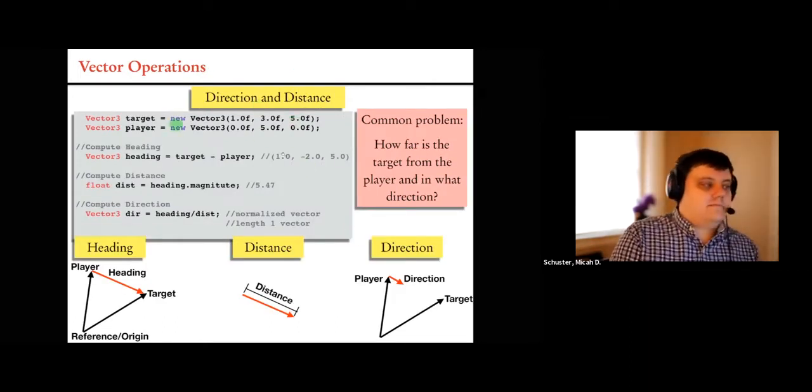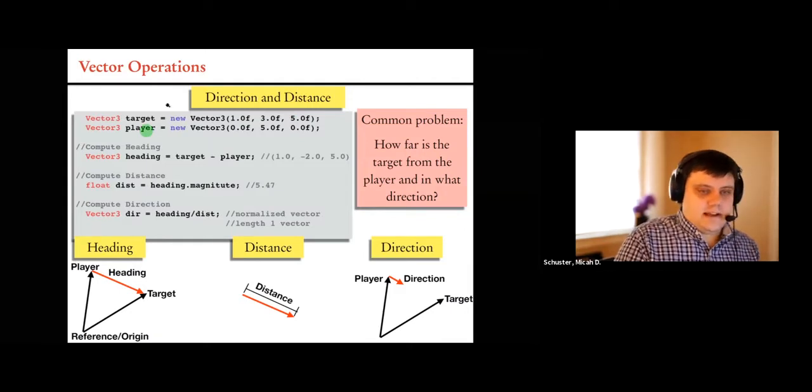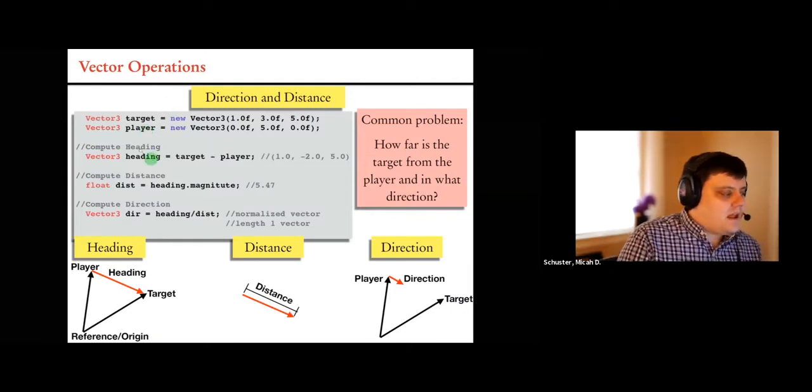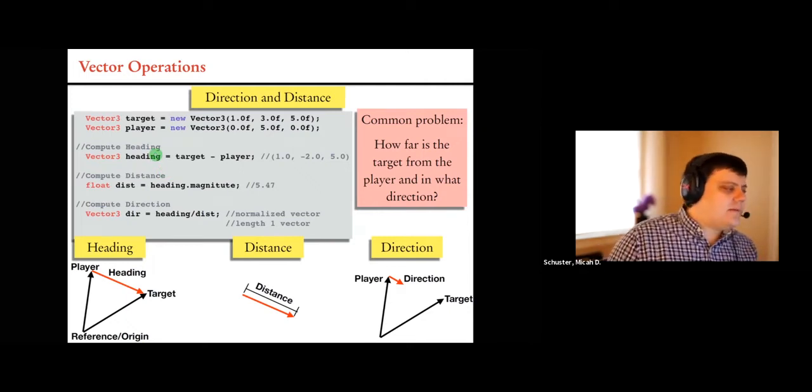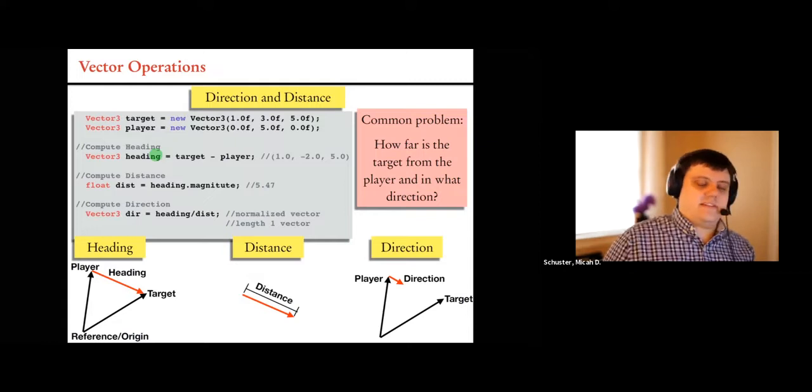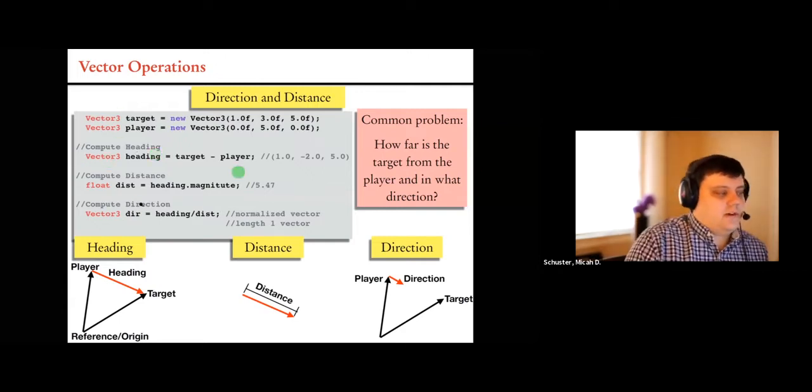Let's say we had a target and a player. If you want to know the heading, in other words, the direction, just think of the heading as the full vector, which includes the distance and the direction to the target. So the vector between the player and the target, you would take the target position minus the player position. The resulting vector 3 is this red line.